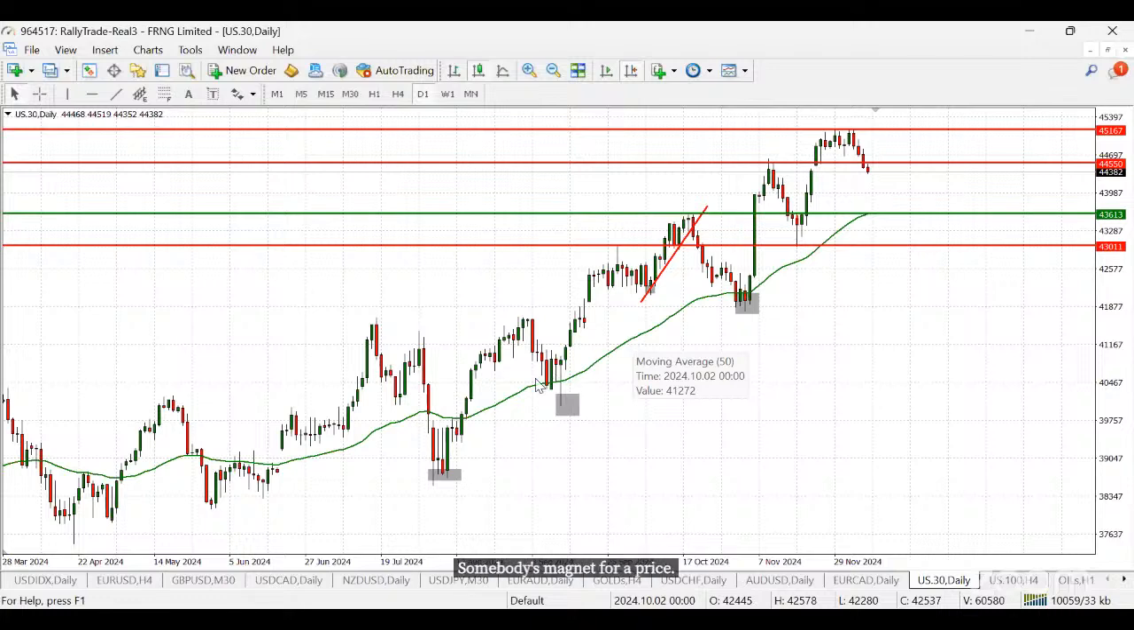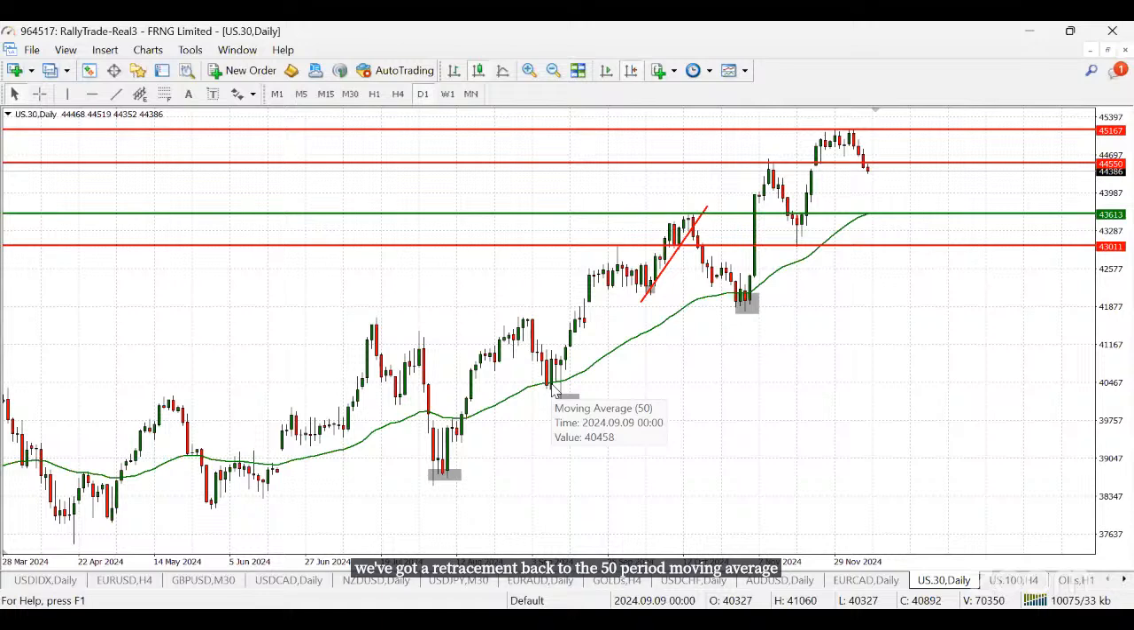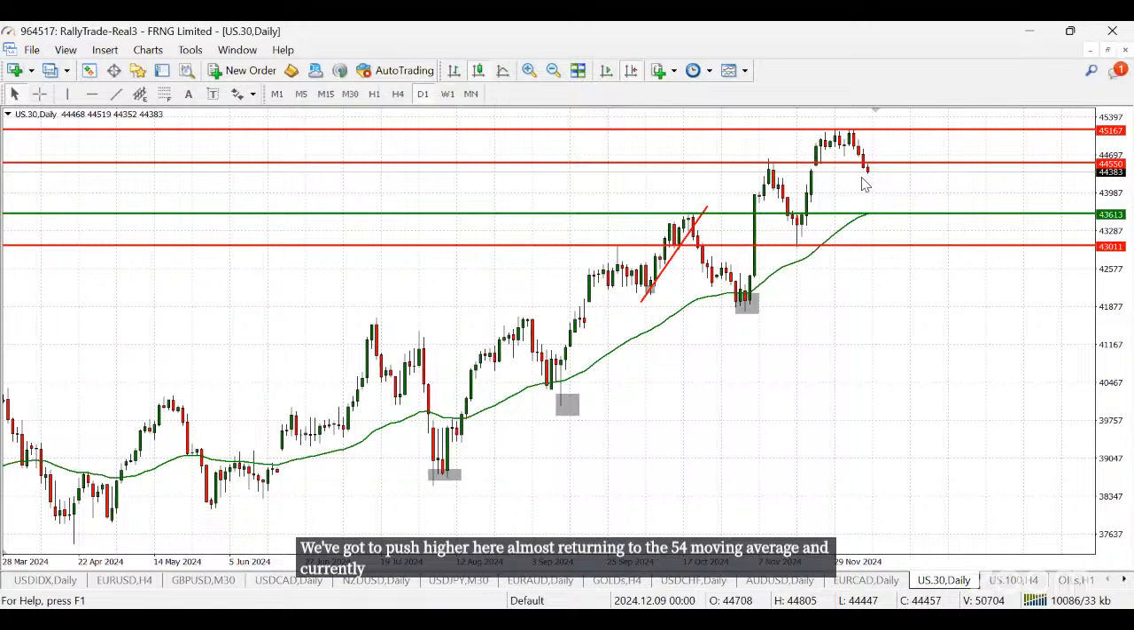Take for example what happened here. Price broke above and started trading above the 50 period moving average. We got a retracement back to the 50 period moving average. That's an instance where it acted as a magnet for price. We got a push higher. Price still came back to the 50 period moving average. We got a push higher here, almost returning to the 50 period moving average. And currently, we're seeing a similar scenario play out.